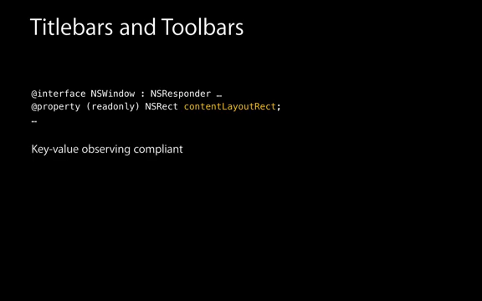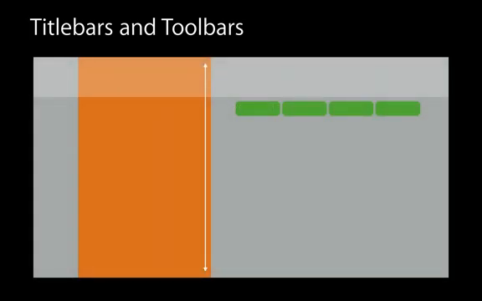It's key value observing compliant, which means if you register as a key value observer for it, you're going to get called back when it changes. And that's important because it can change. The title bar can change height. The toolbar can have items added or removed, or labels added and removed. You can go from small icon to large icon mode. So it's important to be aware of it. Anyway, assuming we used one of those methods, we can now lay out our buttons beneath the title bar the way we want. They're accessible to the user again.